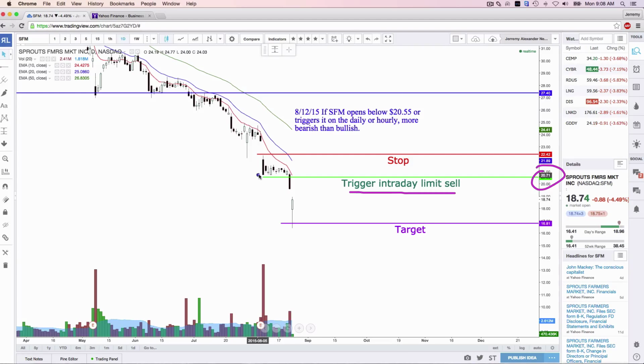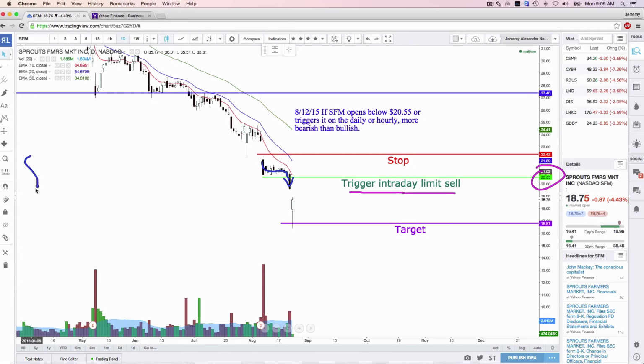So notice Sprouts Farmers Market was going sideways for about a week and a half, and then when the stock went below 20.55, I have a trigger that says trigger intraday limit sell. What does that mean exactly? Well, that means that at that particular price, not before, not after, but at that price, I want to get in bearish on the stock. I want to make money as it's going down.